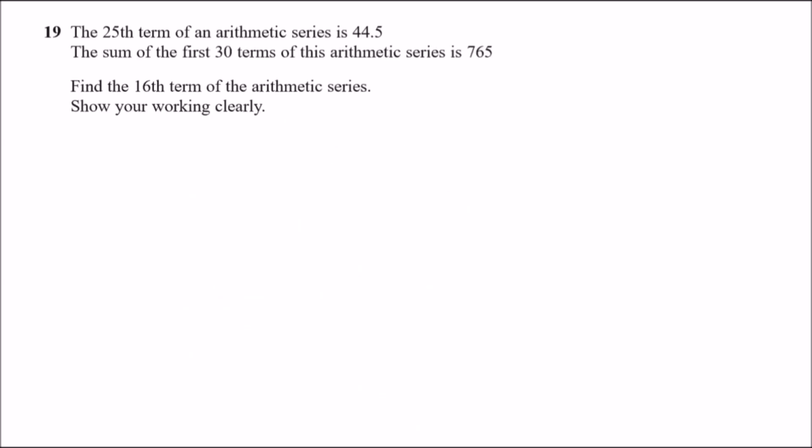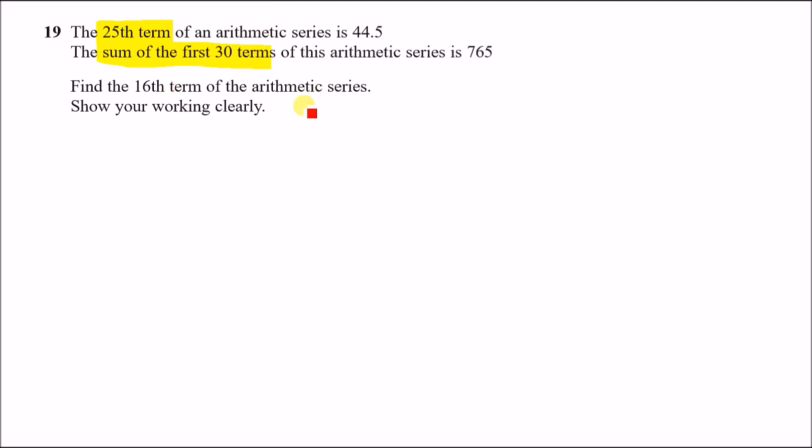Okay, question 19. So the 25th term of an arithmetic series is 44.5 and the sum of the first 30 terms of this arithmetic series is 765. Okay, before I read the actual question, let's go ahead and write everything related to arithmetic series, okay? So in this case, we have something known as the nth term, so we need an equation for that. And we also have the sum of some number of terms.